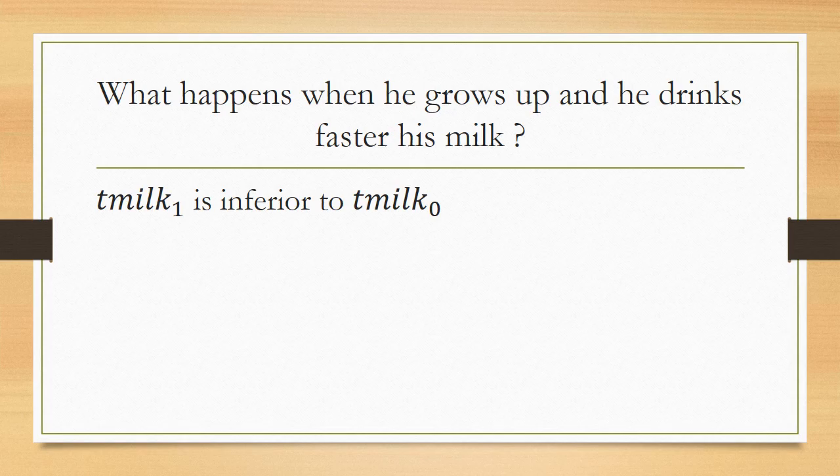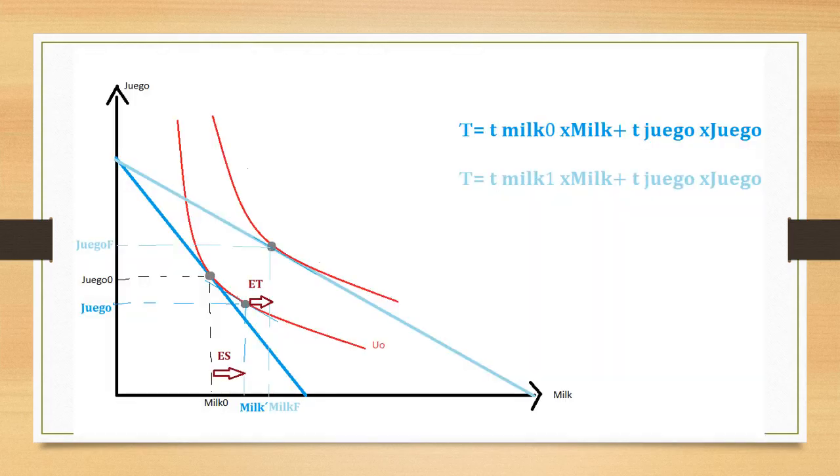But what happens when he grows up and drinks his milk faster, which means he takes less time to drink milk one time? Let's see what happens graphically. First of all, we have a new time constraint, which is represented by the clearer blue line, the second line. So he has two effects on his milk consumption.